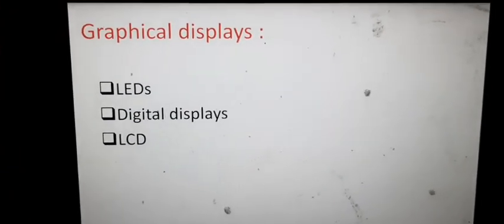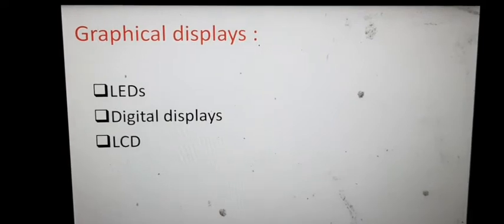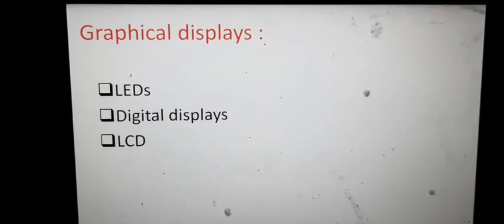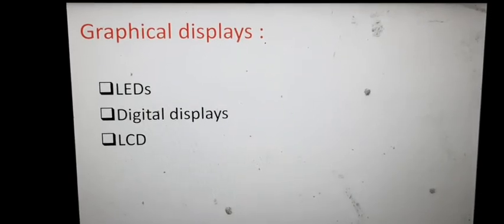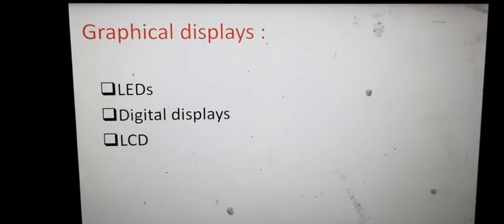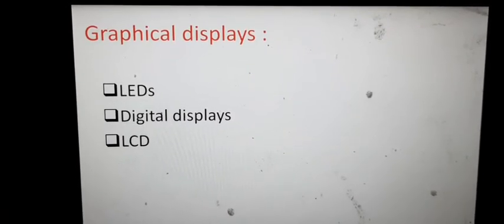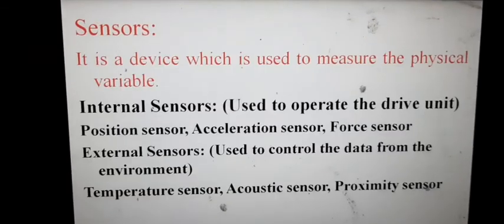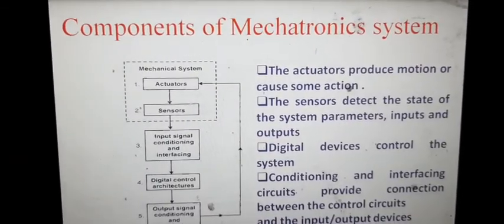Next, the graphical display is a component of a mechatronic system. Finally, we see or visualize the data using a graphical display. Examples are LED, digital display, LCD. All these parts are the components of a mechatronic system.